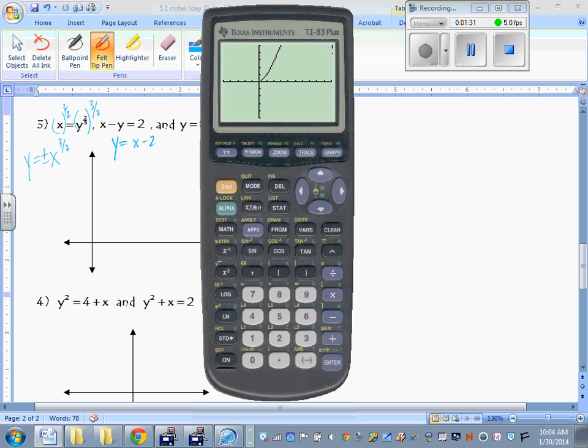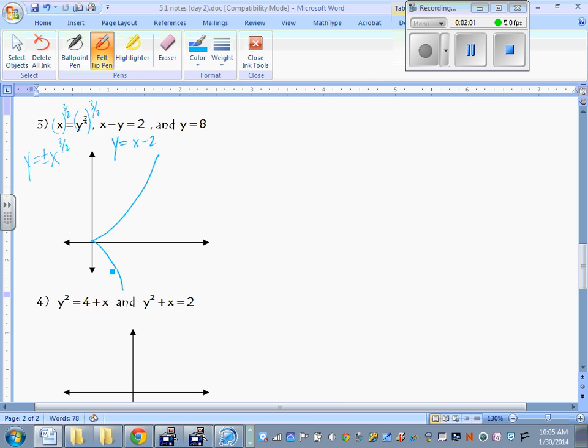Now the window I have right now, I'm not seeing the y equals 8, so I'm going to change it and make my y max 10. So those two together are the x equals y to the 2/3, and we've got our line, and then our horizontal line. So we have those 3 graphs that we're looking at, and they make up this region right here.